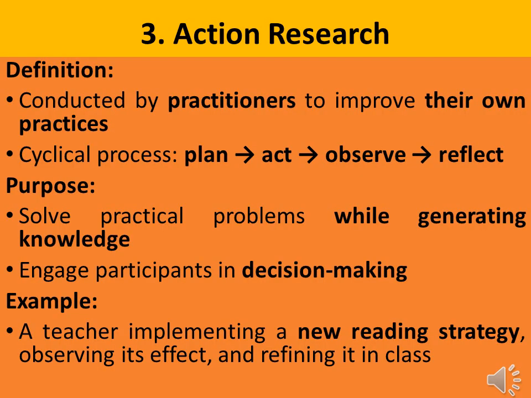The third type is action research. Now let us talk about action research. Basically, this is research conducted by practitioners like teachers to improve their own practice. It follows a cyclical process: plan, act, observe and reflect. For example, a teacher might try a new reading strategy in class, observe how students respond, and adjust the strategy based on findings. Action research is both practical and reflective, producing immediate benefits while contributing knowledge.